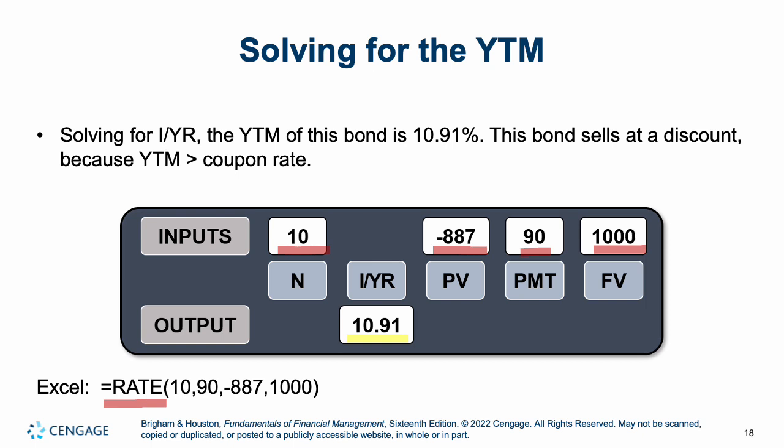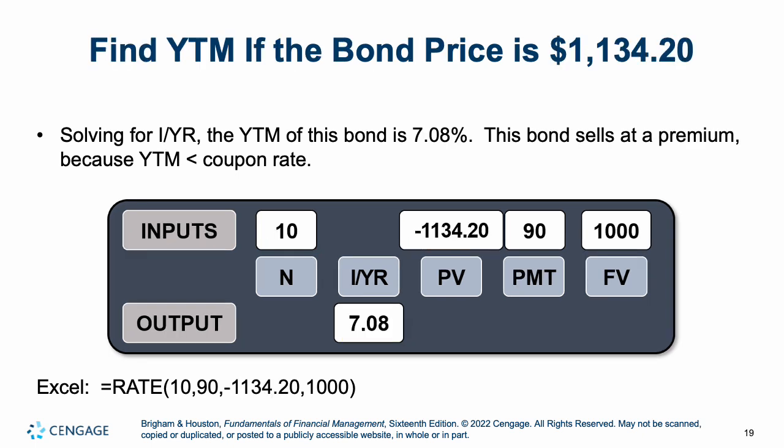Anytime you want to find the yield to maturity for a bond, your appropriate formula is going to be equals rate. That's the one we utilize in Excel. Now we're going to do the same thing, only this is going to be a bond selling at a premium. If a bond is selling at a premium, the coupon rate is going to be greater than the yield to maturity. So let's take a look at this one.